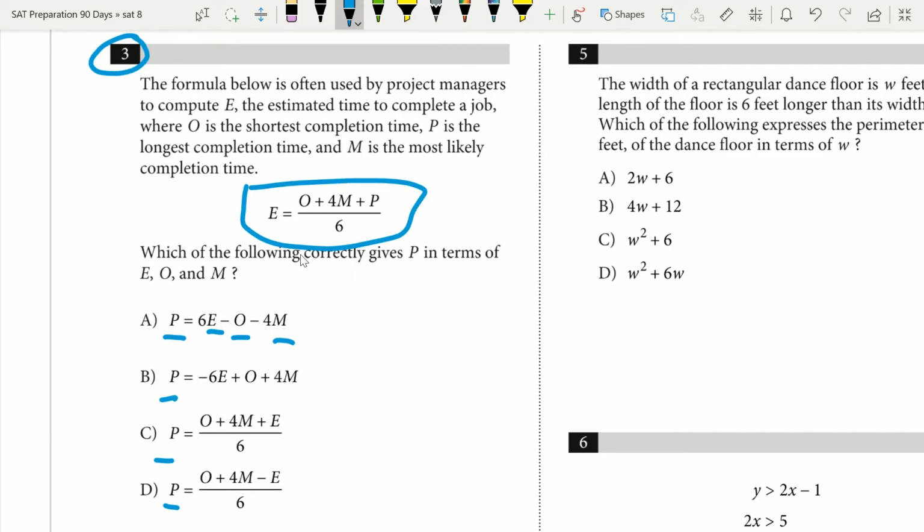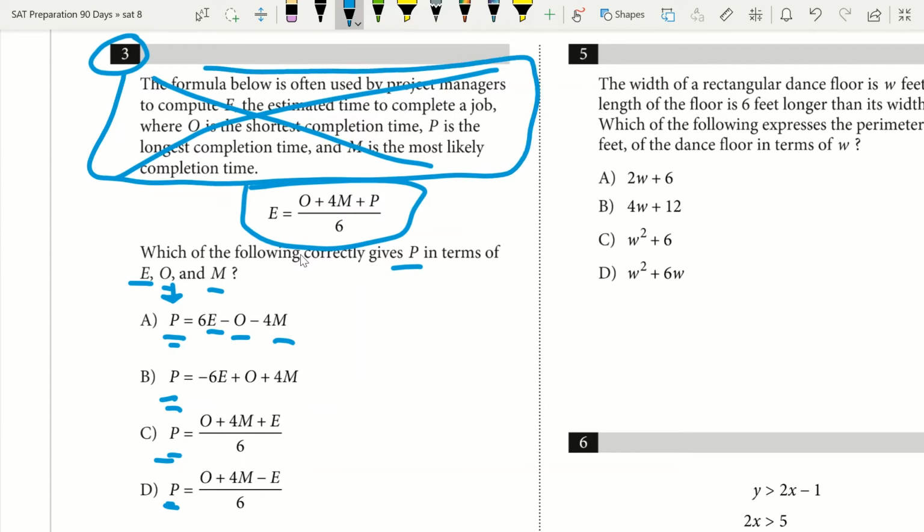So I can actually skip reading all of this up here. I'll go ahead and exit out because I don't actually have to read that. I know I don't have to read it because I see I have one variable, P, equal to all the other variables. So I know I'm going to be asked a question such as: which of the following correctly gives P in terms of E, O, and M? In order to find what P equals, I don't have to read anything in this box. If I read that, I'm wasting my time because all I have to do is solve for P.